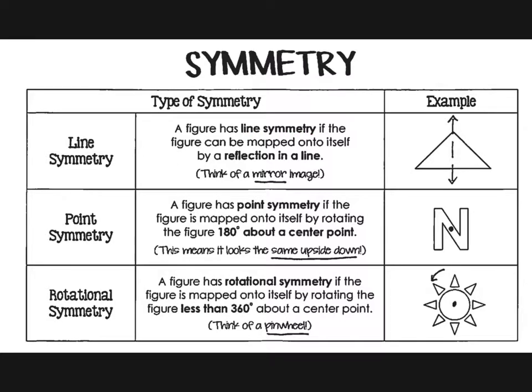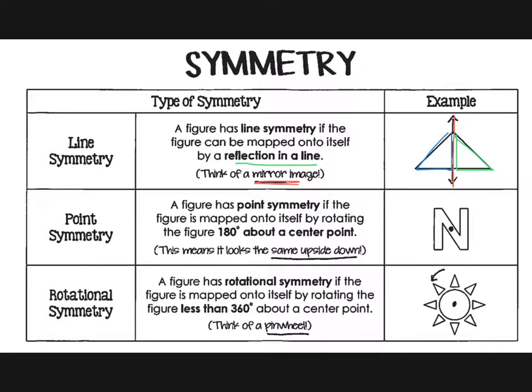What makes a figure line symmetrical? Well, if it has a mirror image somewhere along, I sort of think of it as like a folding spot. I can fold that triangle along that spot, and what I have essentially are two mirror images of each other. The blue piece and the green piece are identical and could fold over each other. So if a figure has line symmetry, it can be mapped onto itself across a reflection or a line. And we've talked about reflections, so that should make sense.